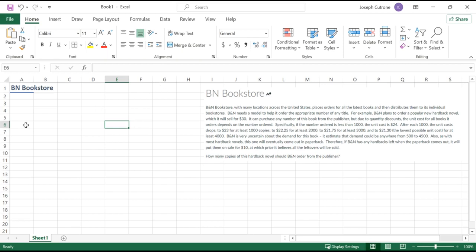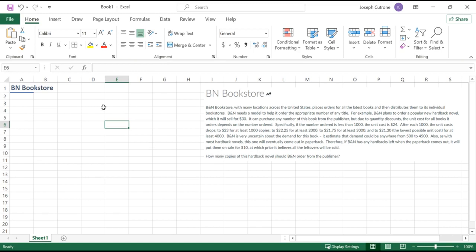For example, B&M plans to order a popular new hardback model, which it will sell for $30. They can purchase any number of this book from the publisher, but due to quantity discounts, the unit cost for all books ordered depends on the number ordered. Specifically, if it's less than 1,000, the cost is $24, etc. So these couple sentences are telling you, buy in bulk, you get a discount. And maybe you've seen this before.